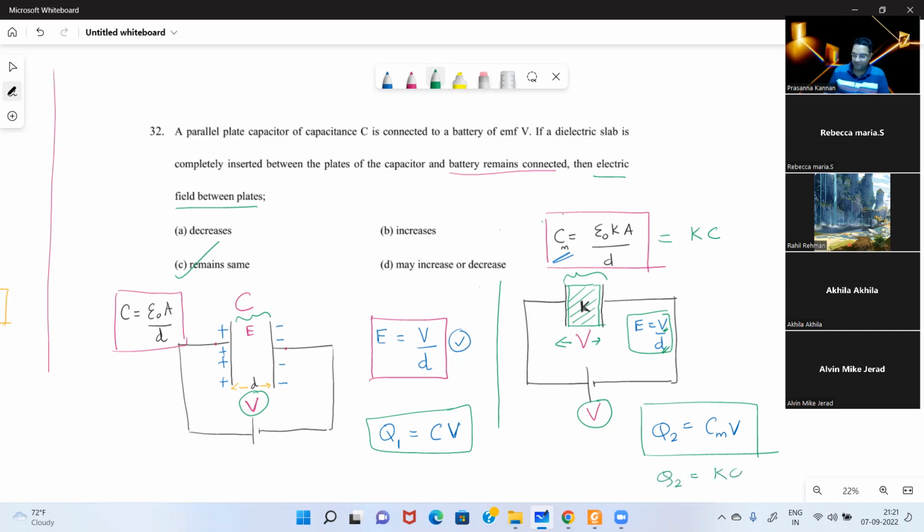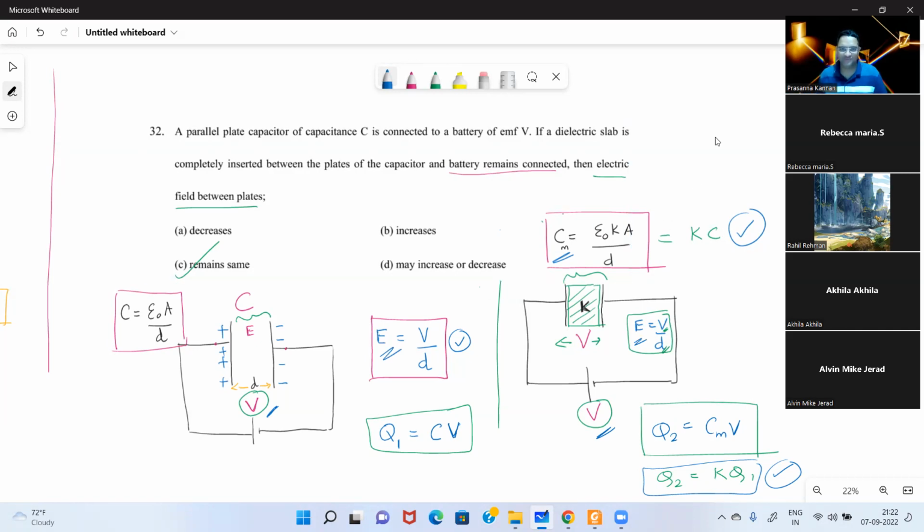So the point to be remembered is whenever you have the capacitor connected to the battery, and while it is connected to the battery, you're inserting the dielectric, then what increases? Definitely capacitance increases, correct? Charge also increases. Both of them increase K times. But what remains the same? Voltage V remains the same when you are still connected to the battery. And because V is the same, E is also remaining the same.